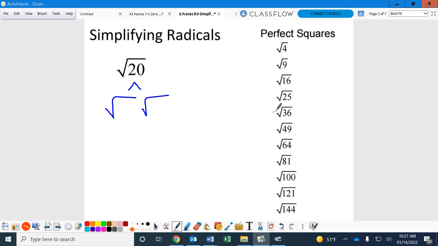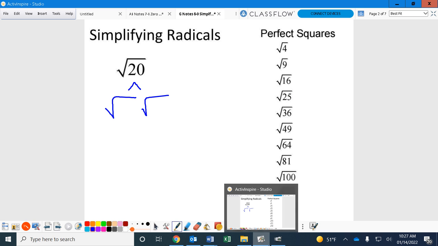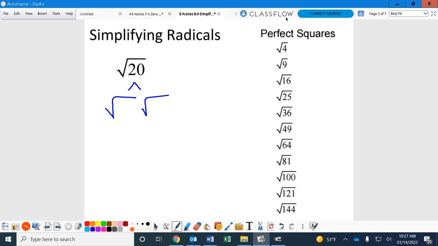So guess what? Here's your list of the first nice numbers. Out of these nice numbers, and you're going to hear me use that term a lot, they're called perfect squares. We'll get more into that in a second. But out of these nice numbers, which one of these numbers will divide into 20? 4. Perfect. So 4 goes into here. To find the other number, all you do is 20 divided by 4. That should give you 5.